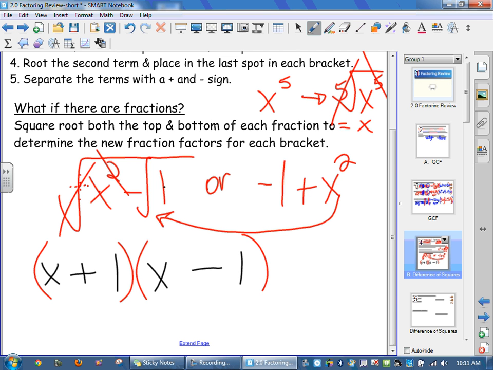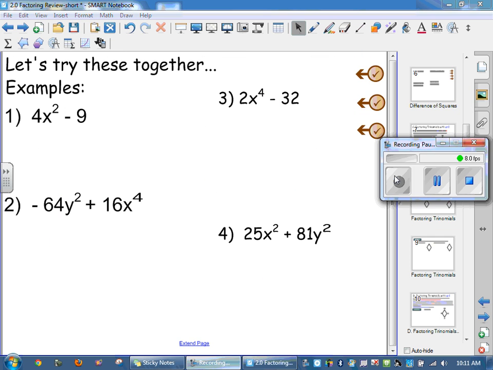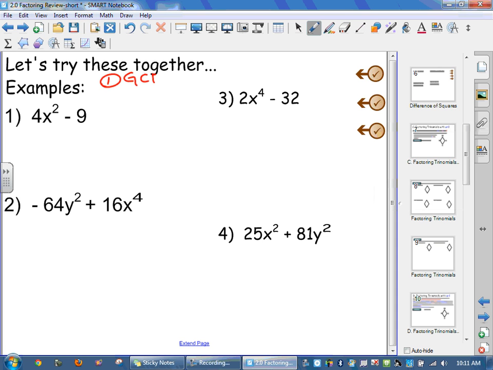Okay, here's a few of them to try together. So, the first thing you always do though, every time, no matter what, is look and see if you can divide a GCF out. Okay, that's always your first step, is GCF. Is there one? If there is, you got to check and see and divide it out.